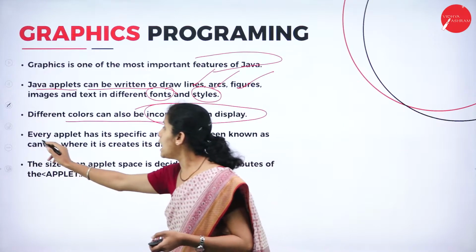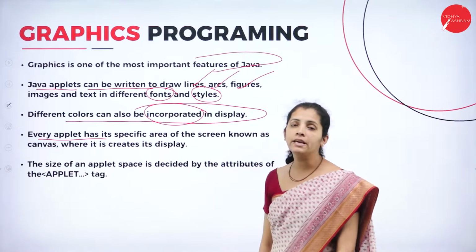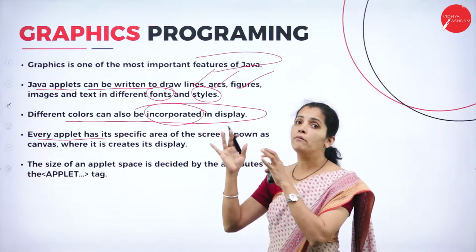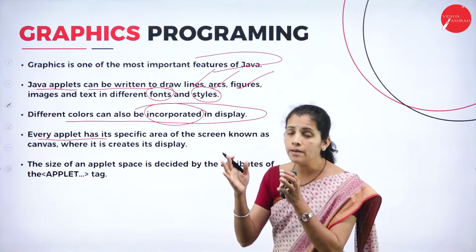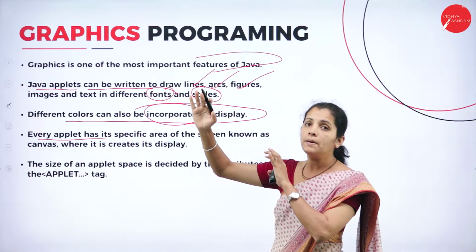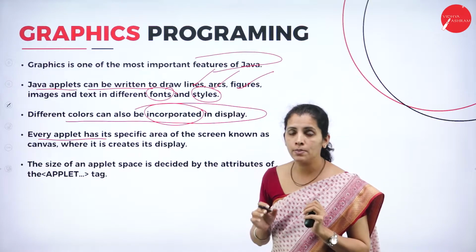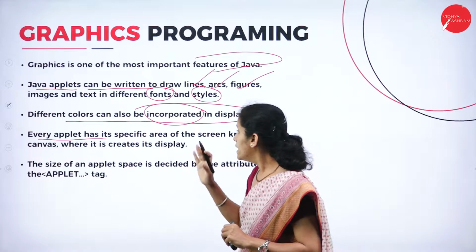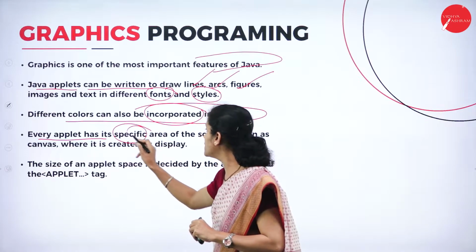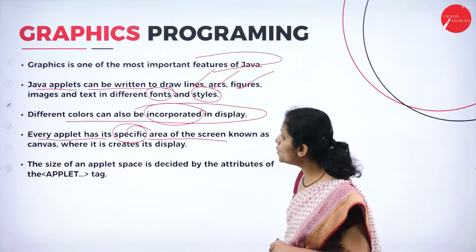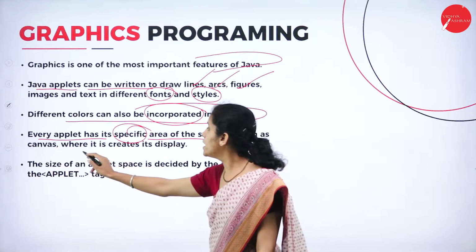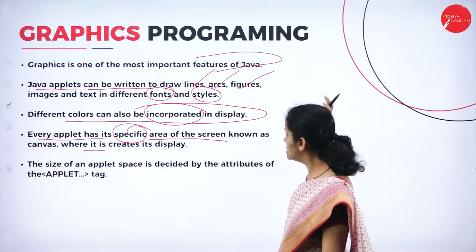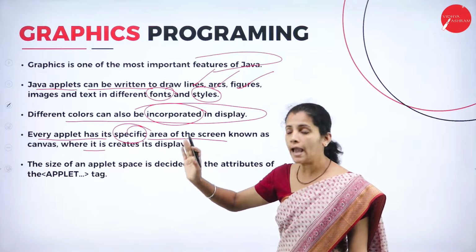So every applet has its specific area. That means to display an applet in my window or on my screen, I want to specify the area where I want to display my applet. If I consider any applet, it has a specific area of screen known as canvas where it creates its display. To create its display, we are going to use the canvas.